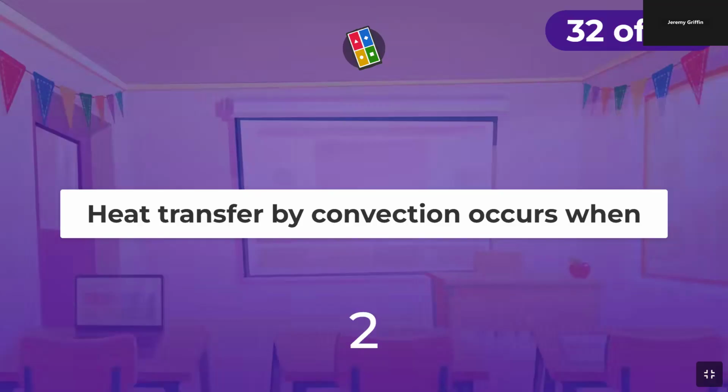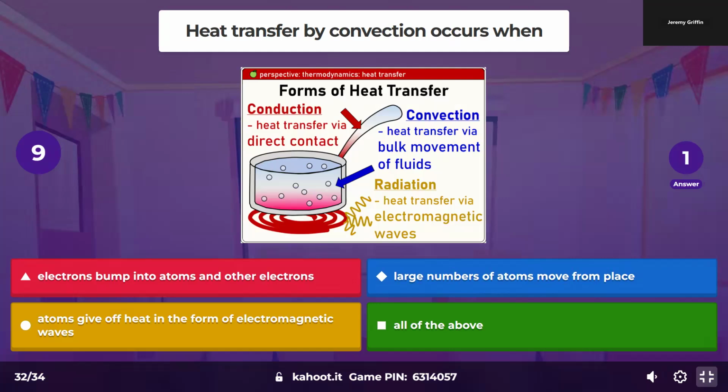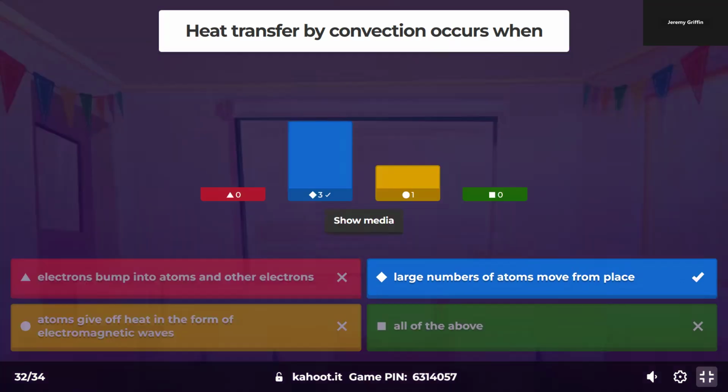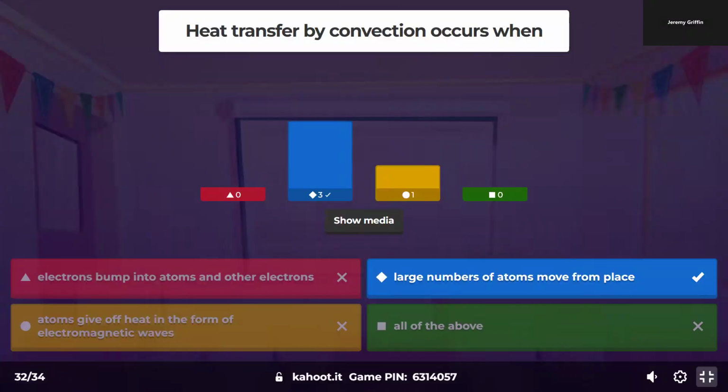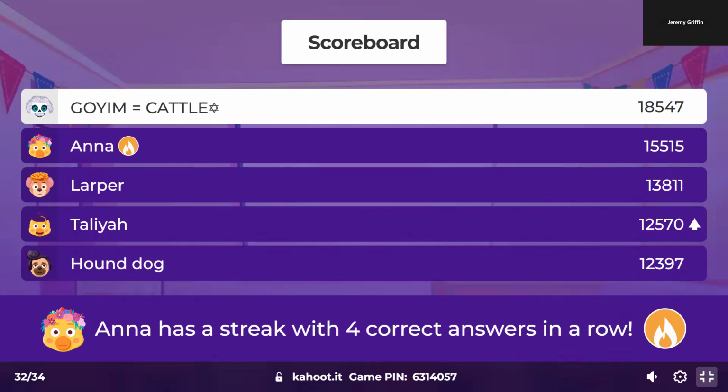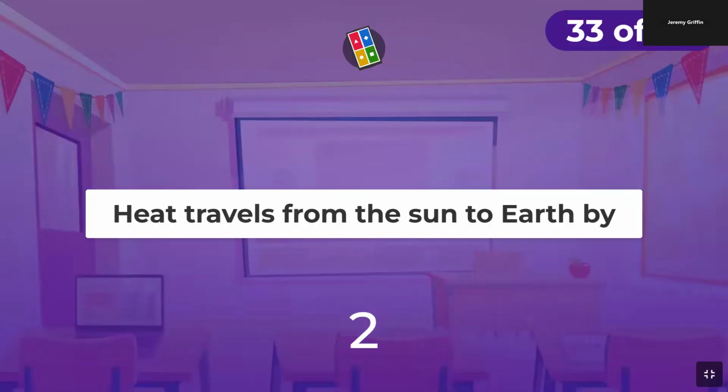Just enough time. Heat transfer by convection: large numbers of atoms move from place to place, sometimes called convection currents. If you have a pot of water heating on the stove, the bottom of the water would get hot and the top of the water would be relatively cool. But that initiates a convection current, and the water starts to move and transfer thermal energy within the water mass. That evens out the temperature. So you get bulk movement of fluids. That's called convection.